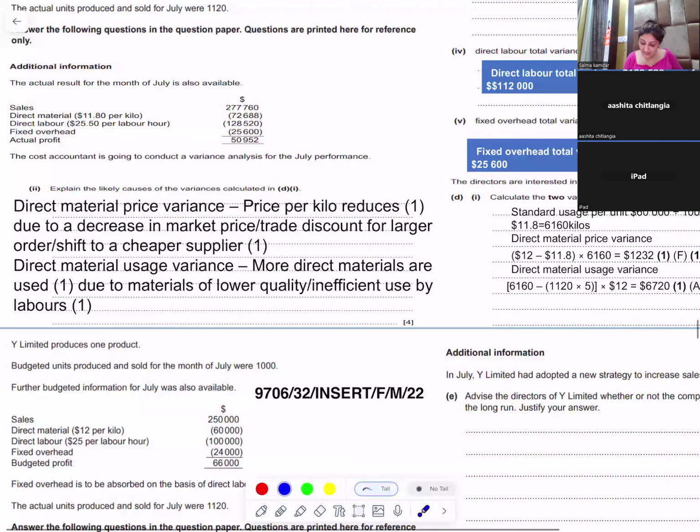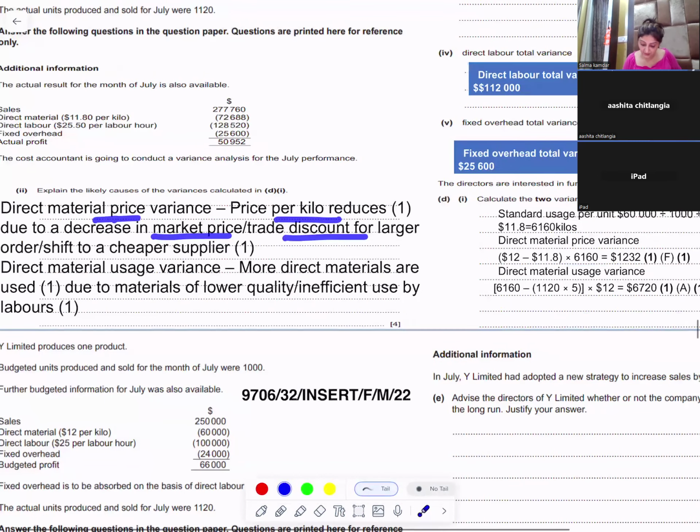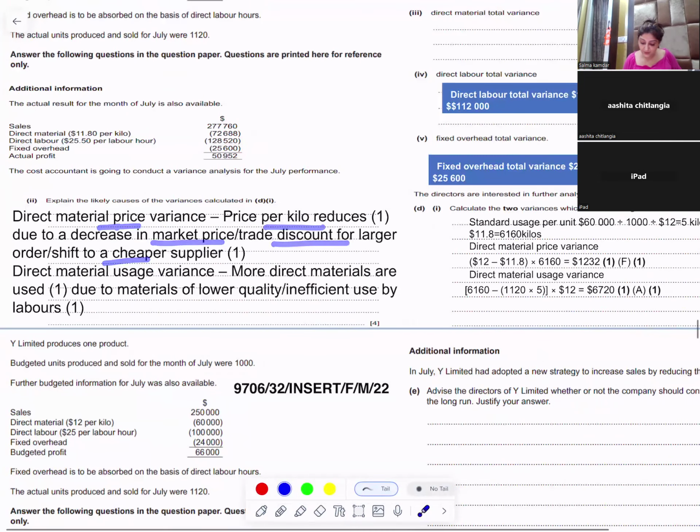Price per kilo is reduced, maybe due to a decrease in market price or a trade discount for larger quantities, or maybe we shifted to a cheaper supplier. And the usage variance is adverse. It means more materials are used because of lower quality or inefficient use by laborers.